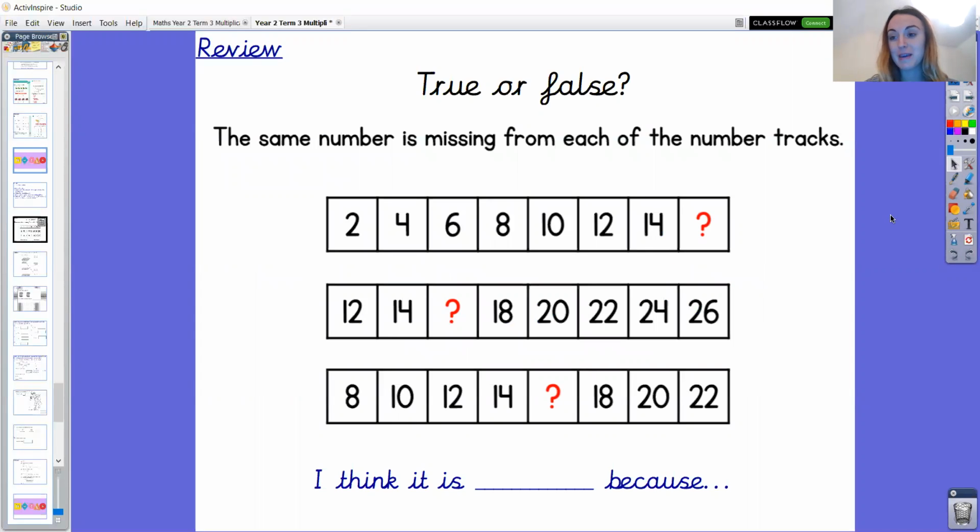So first of all, thinking back to yesterday's learning, we have a true or false question. So it says true or false, the same number is missing from each of the number tracks. So you could either count in your multiples and carry on, or think about finding 2 more than a number on the track, or 2 less. So please pause the video here and use the stem sentence, I think it is because, to explain your thinking.